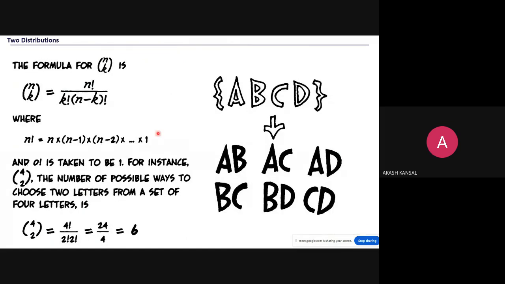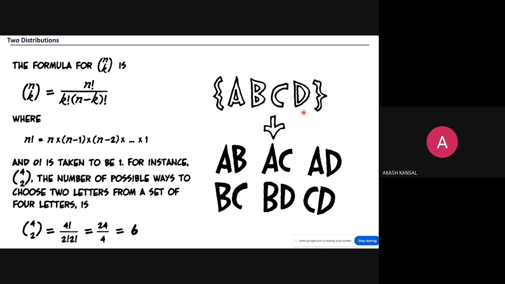Moreover, just a continuation, the NCK representation is n factorial divided by k factorial into n minus k factorial. This is an example. 4C2 would mean 4 factorial upon 2 factorial, 2 factorial. It would give us a result of 6. So 4C2 means choosing 2 out of 4. That is what it means. 4C2, 4 choose 2. So out of 4 things, we are choosing 2 at once.